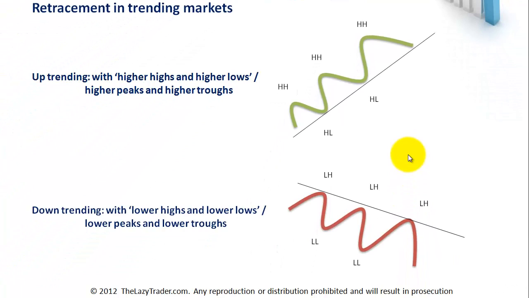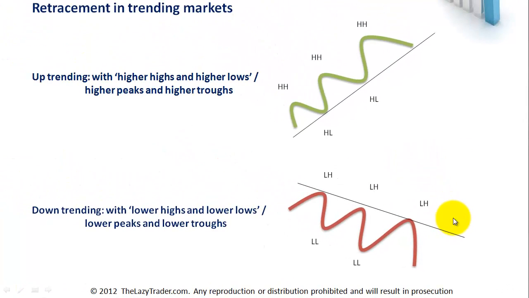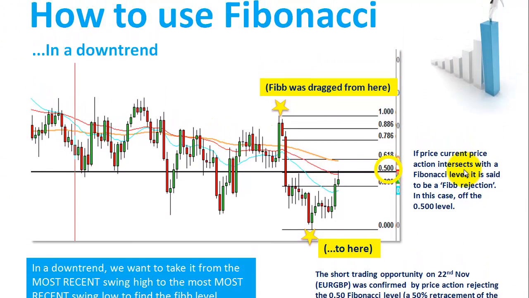And also in a downward trending market, exemplified with lower peaks and lower troughs, lower highs and lower lows. It doesn't necessarily have to be conforming to a trend line. I know we've got one here, but we can use Fibonacci for just a trending market period. That's where Fibonacci retracements work best. Like, for example, here.